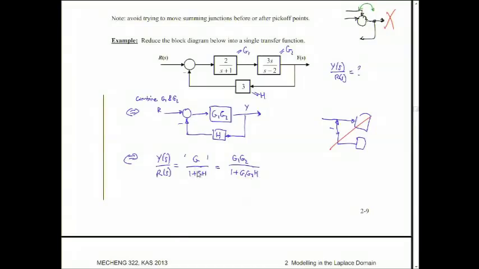Now you have to be careful because this could be a minus if this was a plus. People get tripped up that way quite often. Because this is a minus, this is a plus. So that was easy because I've used variables G1, G2, and H, and now I'm substituting them in.